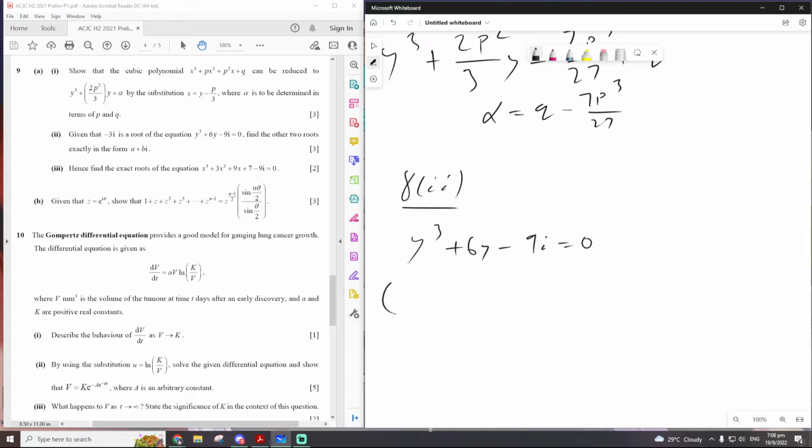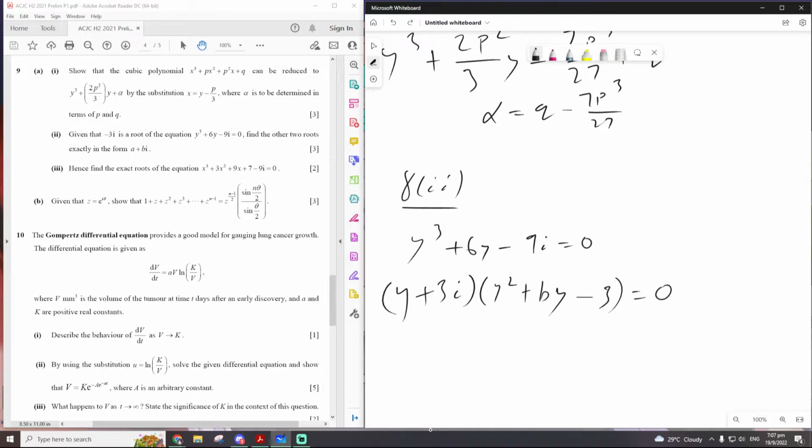What you do instead is you will factorize it using the comparing coefficients method. So we know that 3i is a root, so y plus 3i, we write this in the form y squared plus by plus minus 3 equals 0. So we suppose that there's some kind of factorization. We choose minus 3 since 3i times negative 3 is negative 9i, and y times y squared is y cubed.